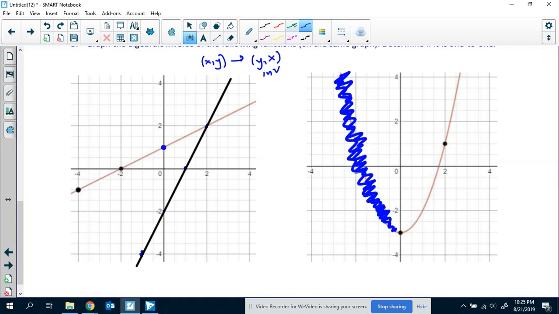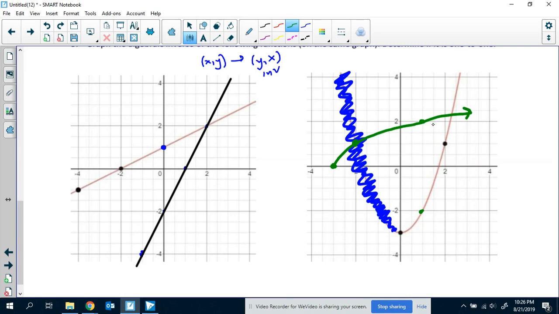And then what we will do is if I see the point 0, -3, that's going to turn into the point -3, 0. I see the point 2, 1, that's going to turn into the point 1, 2. It looks like 1, -3 is on there. So that's, I'm sorry, 1, -2. Thanks for reading. Sorry, my fault. So that's going to be -2, comma 1. And the graph will look something like this.